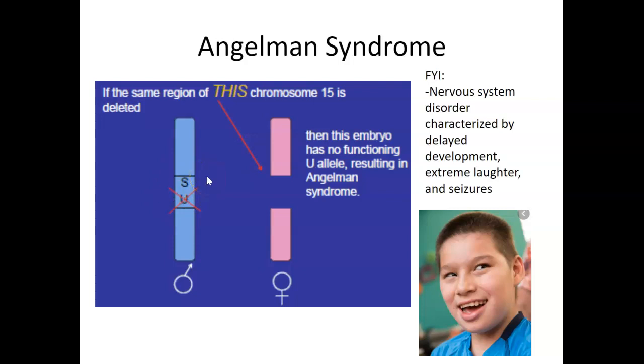So because of that, you have a different disorder because you're missing a different protein. This disorder is called Angelman syndrome. It's a nervous system disorder characterized by a lot of laughter. They're often called the happy children. They always smile, they always laugh because their nervous system is not operating correctly. But it also leads to some form of mental retardation and delayed development, and then many seizures.